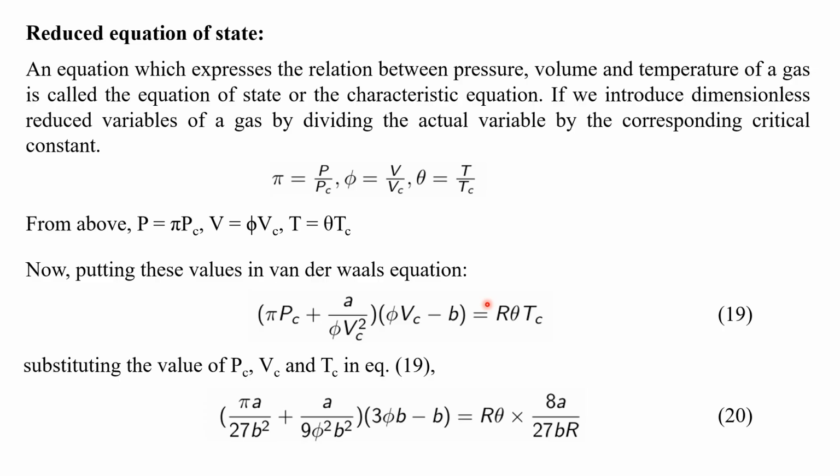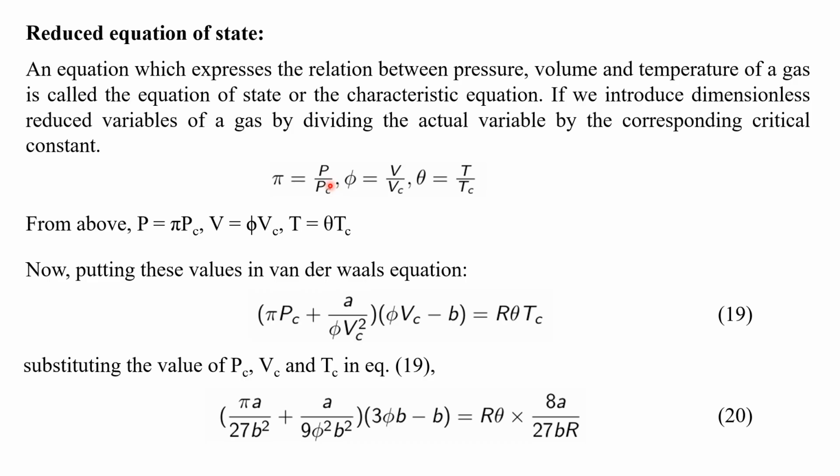Now we discuss the reduced equation of state. Reduced means there is no unit here. An equation which expresses the relation between the pressure, volume and temperature of a gas is called the equation of state or the characteristic equation. We introduce dimensionless reduced variables of a gas by dividing the actual variables by the corresponding critical constants.